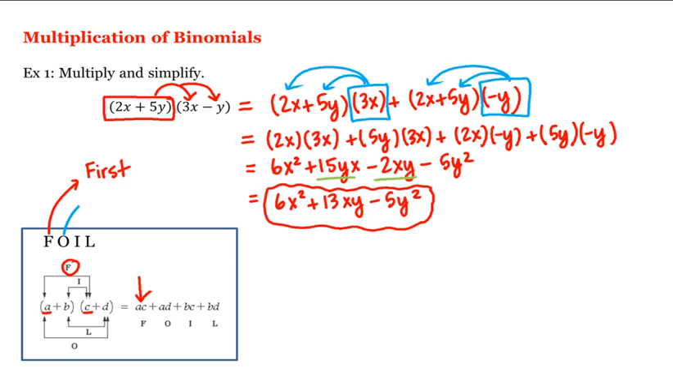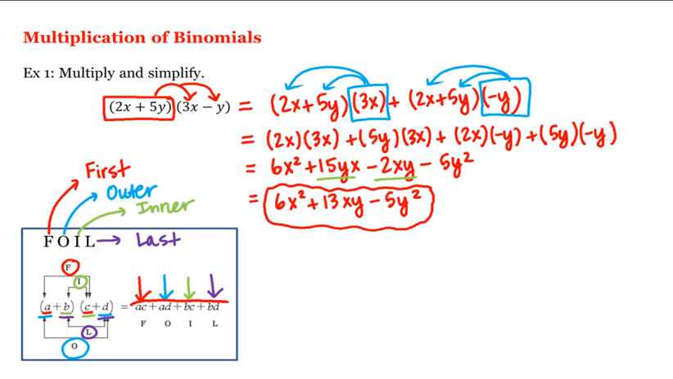The O stands for outer, which means we multiply the outer terms in the two binomials, so A times D. The I stands for inner, which means we multiply the inner terms of the two binomials, so B times C. And finally, the L here stands for last, which means we multiply the last terms in the two binomials, so B times D. And the answer to this multiplication is the sum of all of these, F plus O plus I plus L.